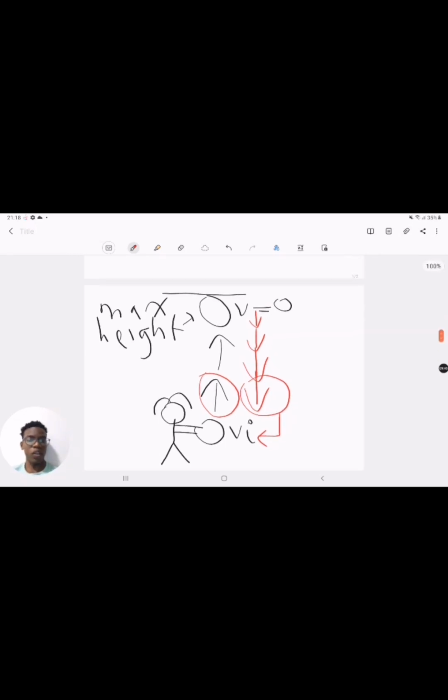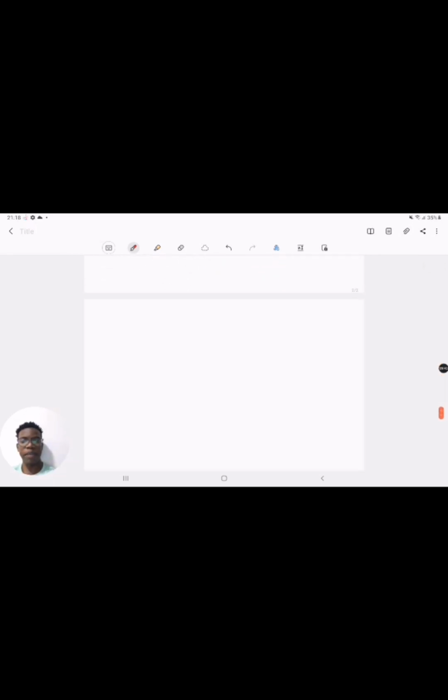I'm going to repeat that on a new page just to make sure that it makes sense. I want this to make sense because if you understand this principle, then you understand vertical projectile motion for the entire grade 12. You will pass it easily if you just understand these principles that I've just explained. Right, now I'm actually going to draw the person again to avoid confusion.